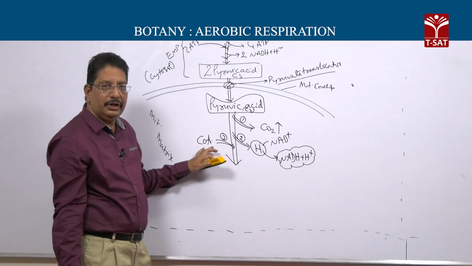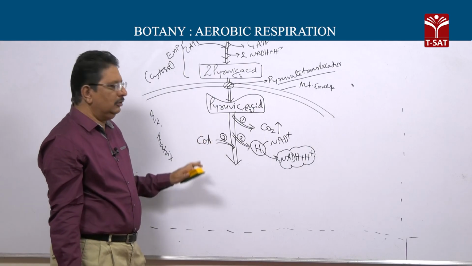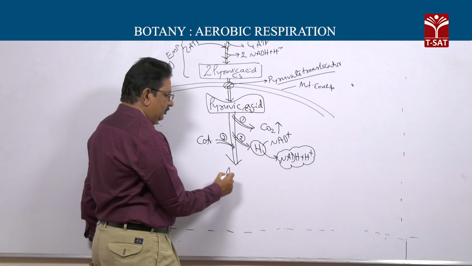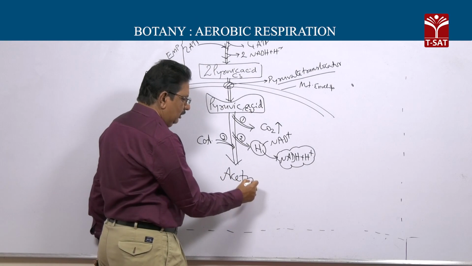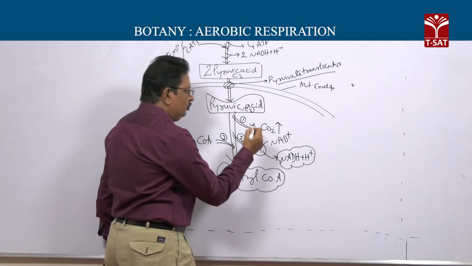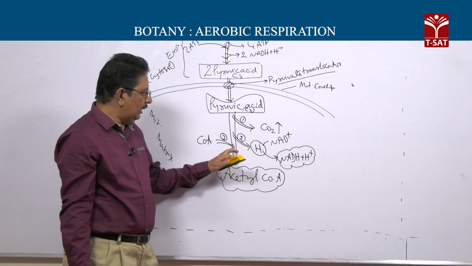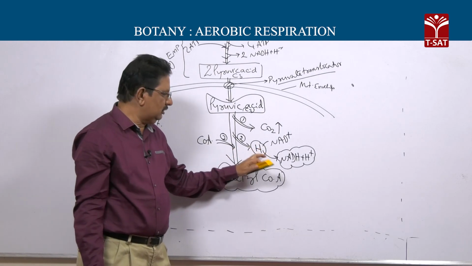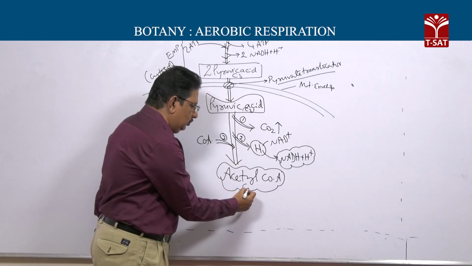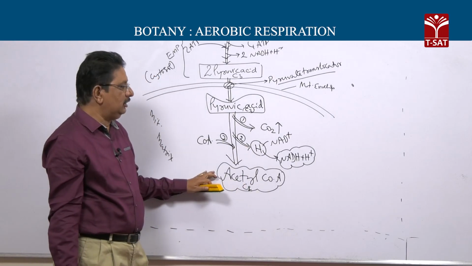Coenzyme A, CoA, is a cofactor which condenses with pyruvic acid and finally forms a carbon compound called acetyl coenzyme A. So a 3-carbon compound, after losing carbon, undergoing oxidation and condensing with coenzyme A, is converted into a C2 compound, which is acetyl coenzyme A.